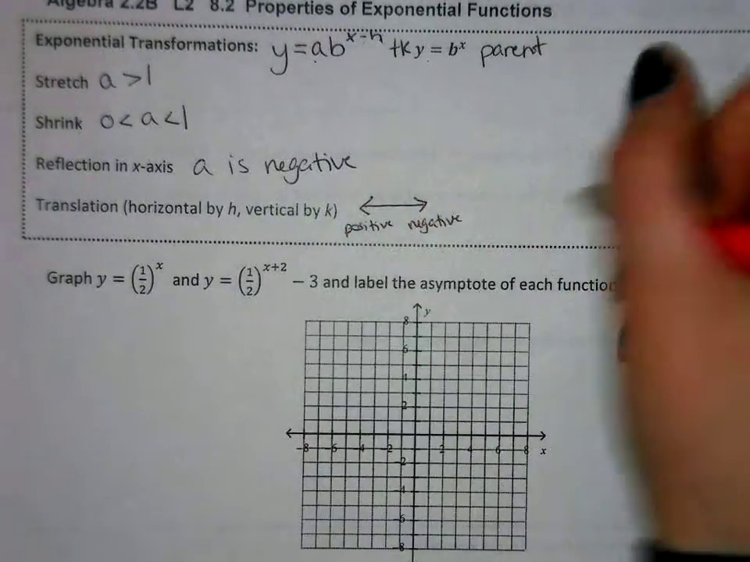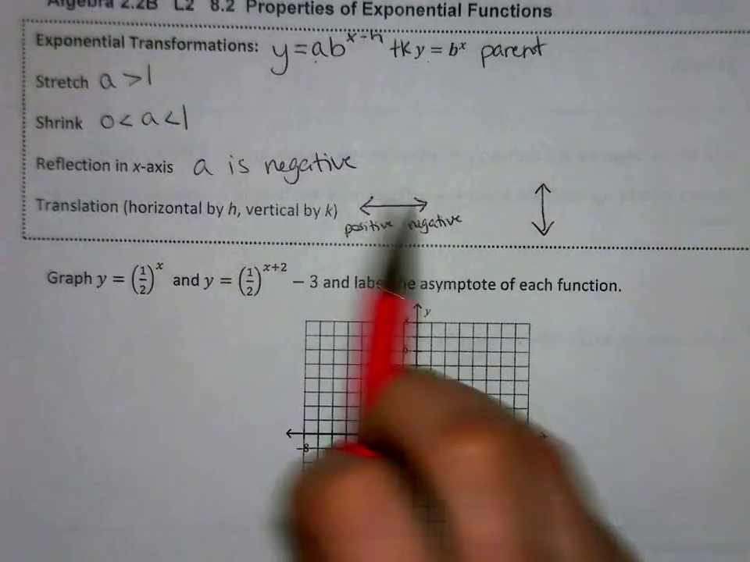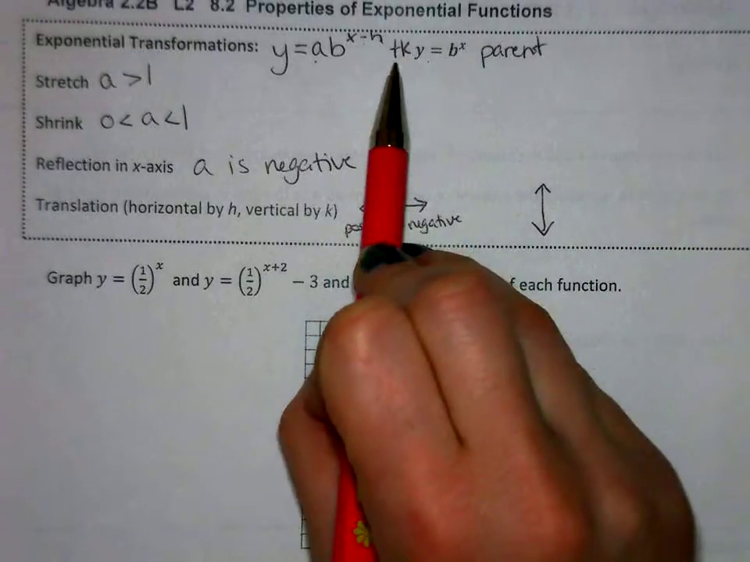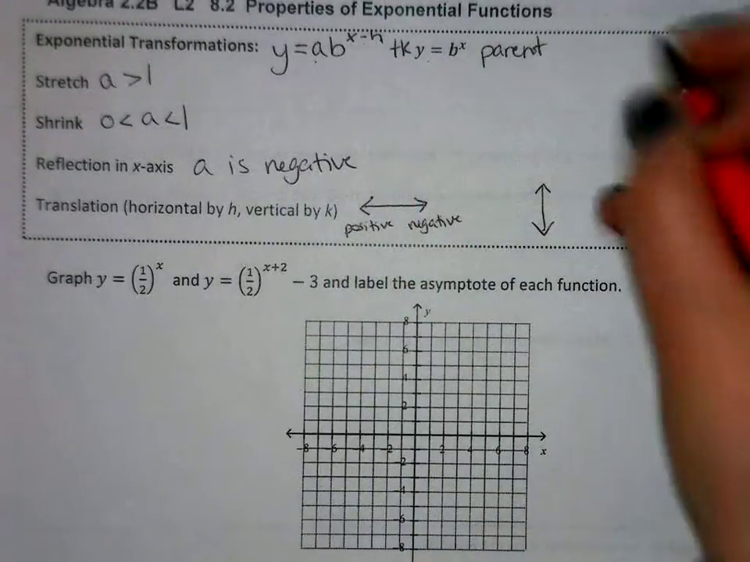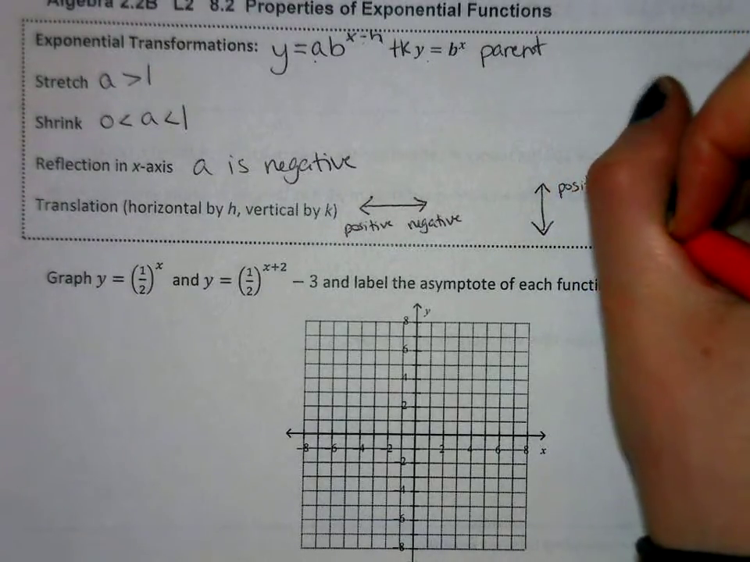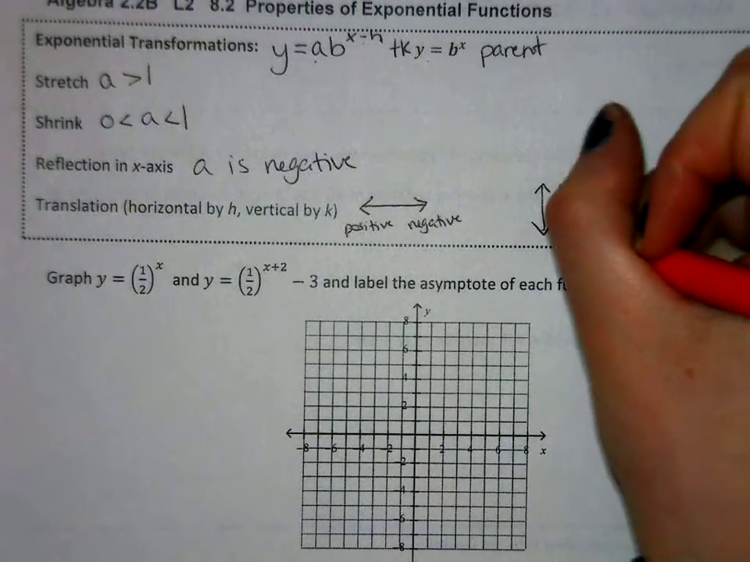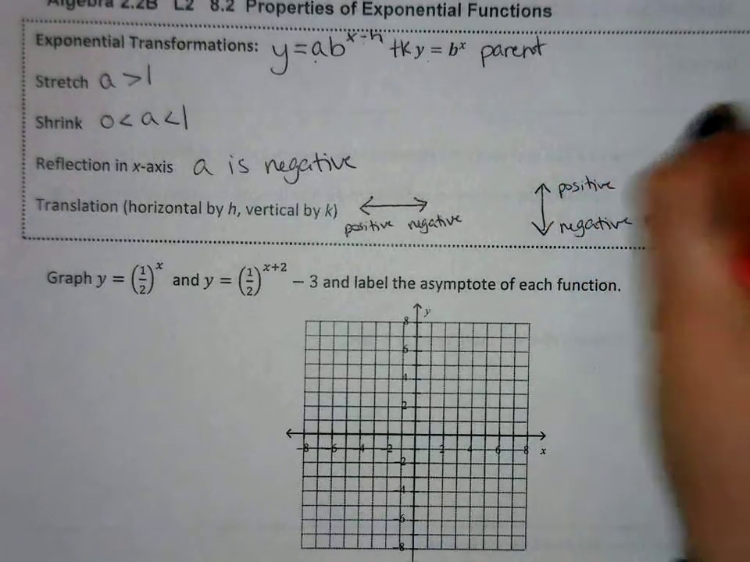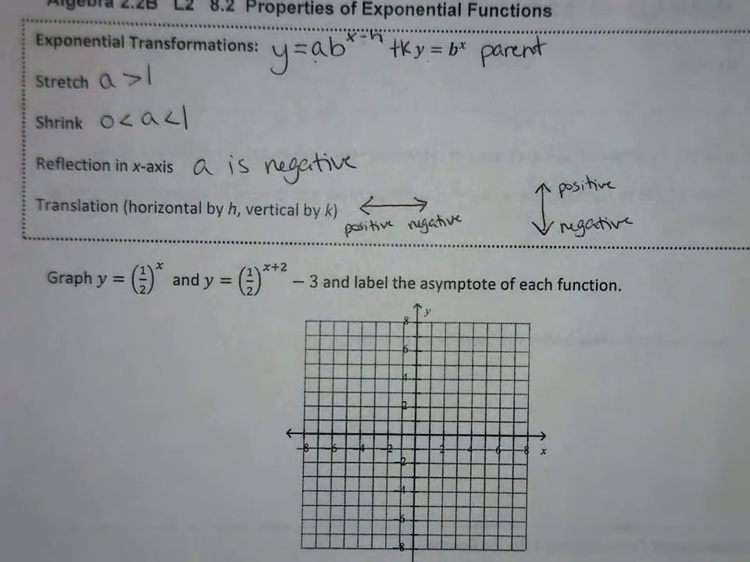And then our vertical, our up and down movement, is our k, which is right here in our function. And if it's going up, it means k is positive. And if it's shifting down, k is negative. So let's look at some graphs.